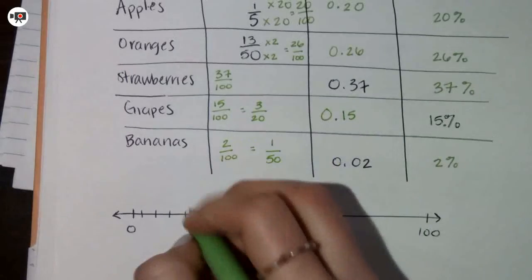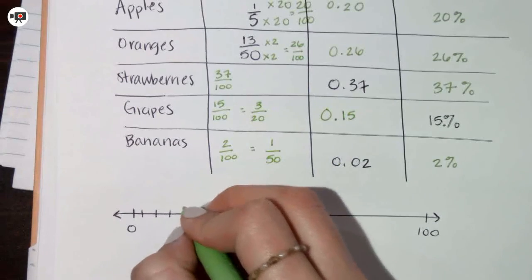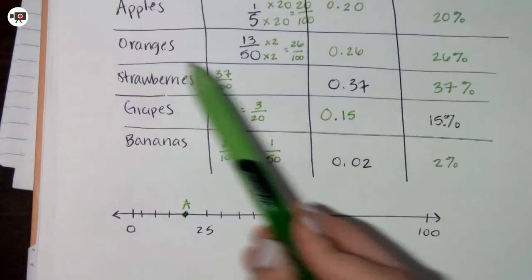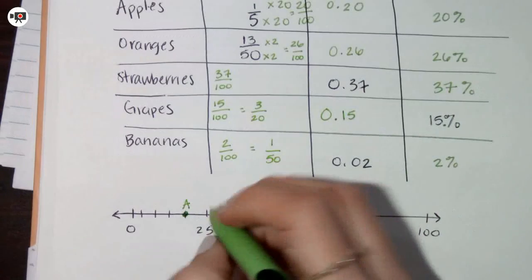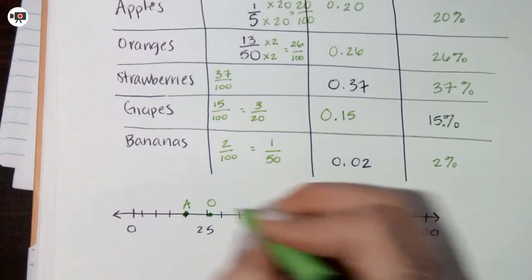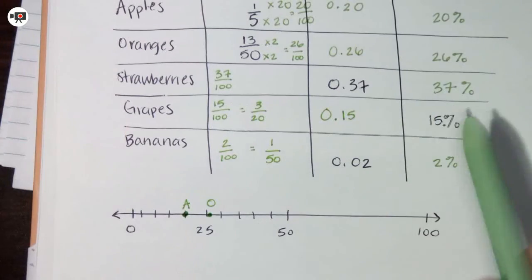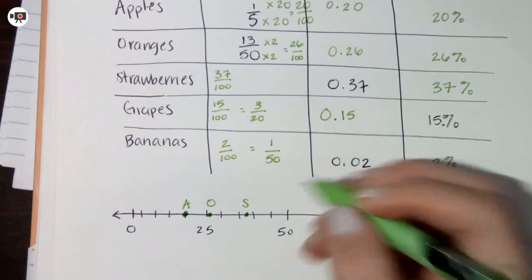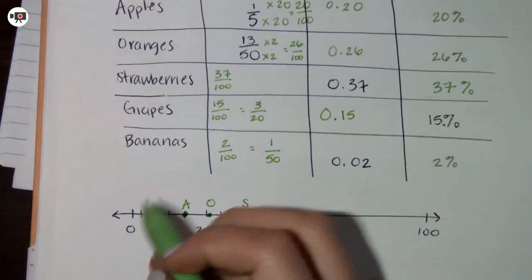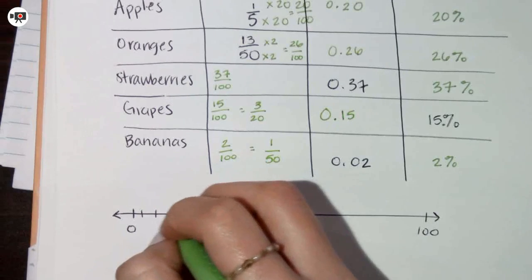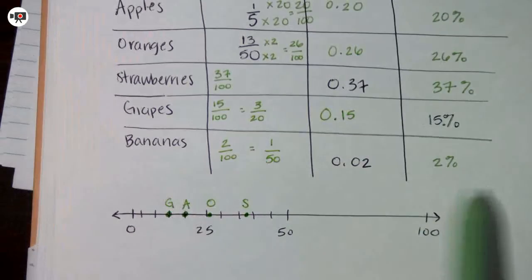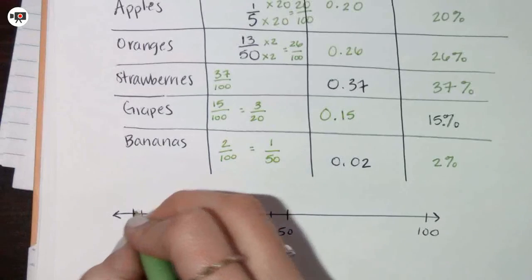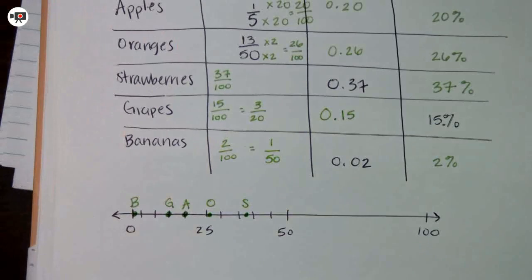So I have apples at 20, oranges at 26, strawberries at 37, grapes at 15, and bananas at 2. So now I have filled in all the gaps in my chart and I plotted on a number line.